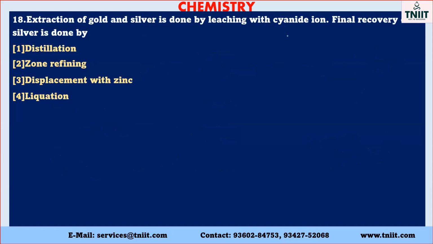The next question: the extraction of gold and silver is done by leaching with cyanide ion. Final recovery of silver is done by distillation, zone refining, displacement with zinc, or liquation. This question is based on hydrometallurgy. Extraction of metal in aqueous medium is called hydrometallurgy.